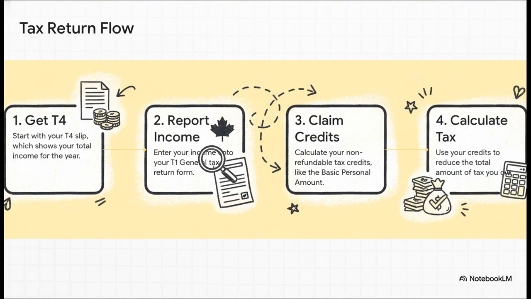So let's walk through the whole process with a great example. Catherine Casey, who's a high school student. Step 1 is simple. Her T4 slip tells her exactly how much income she made. Step 2, she takes that number and puts it on her tax return. Now step 3, this is where the magic happens. She calculates her tax credits. These are things like the basic personal amount that pretty much every Canadian gets to claim. And then in the final step, those credits are used to slash the amount of tax she owes.